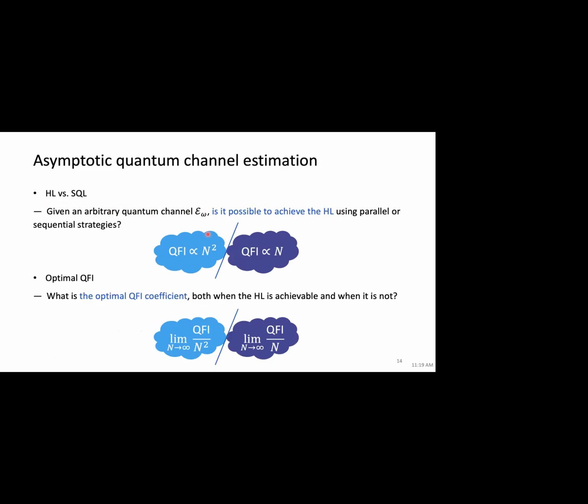And the second question is, even if we already know what the scaling is, then what is the optimal QFI coefficient? Basically, we have two different coefficients we'd like to study. One is the QFI over n squared, taking the limit where n goes to infinity, and the other one is the linear coefficient. So we'd like to ask what are the optimal QFI coefficients in the parallel or sequential strategies.